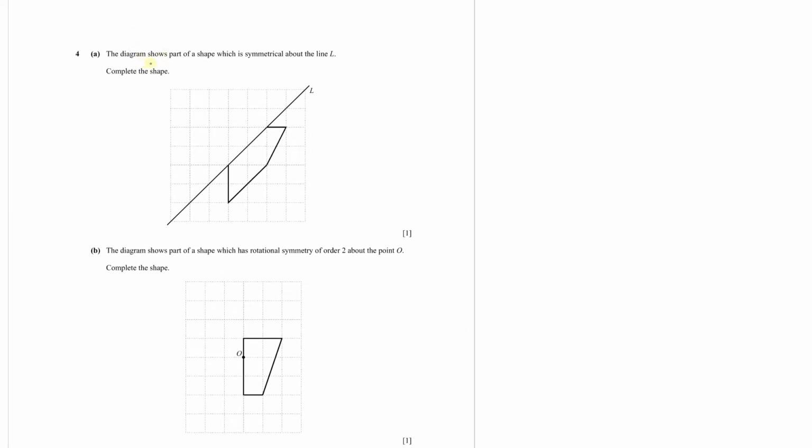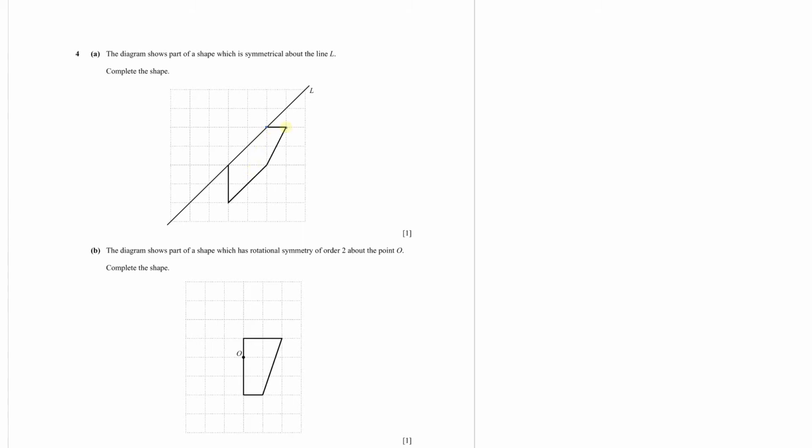So question number 4 is the diagram shows part of a shape which is symmetrical about the line L. Complete the shape. So your line L here is the line of symmetry. So you will reflect everything on the other side of the line of symmetry. We can start with this point here. Since this is already on the line of symmetry, your reflection will also be here on the line of symmetry. So this is your first point here.